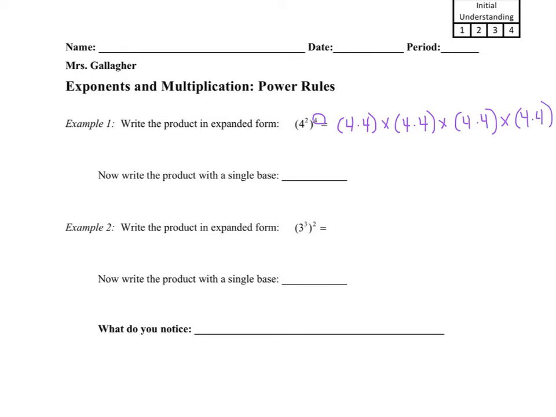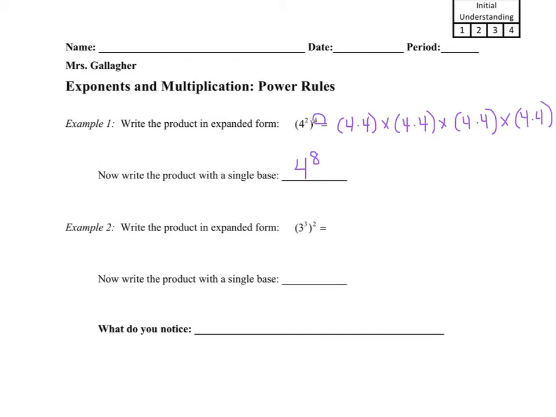So now we're going to write the product with a single base. How many 4s do we have? We have 1, 2, 3, 4, 5, 6, 7, 8. Therefore, our answer is 4 to the 8th power.